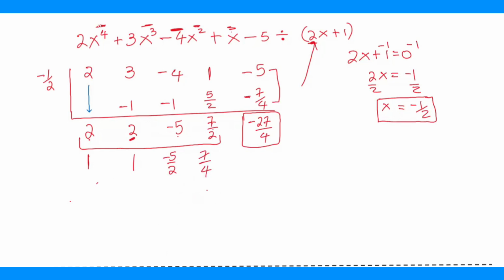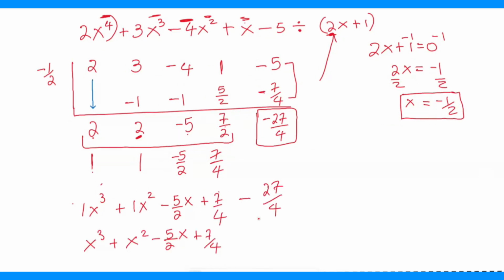So remember that we were dividing the fourth power, which means this is going to give us 1x to the third, right? Plus 1x squared minus 5/2 x. This is our constant, plus 7/4. As you could see, we have a remainder of minus 27 over 4, and this is all over the divisor. Remember that the divisor was 2x plus 1. So this is our answer.